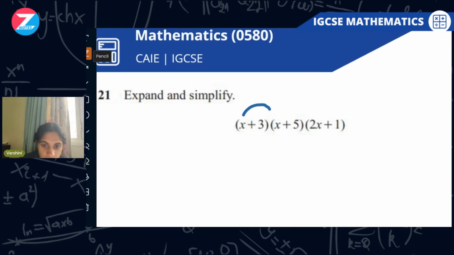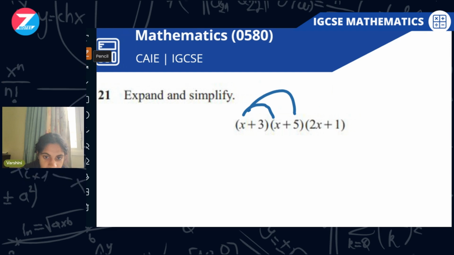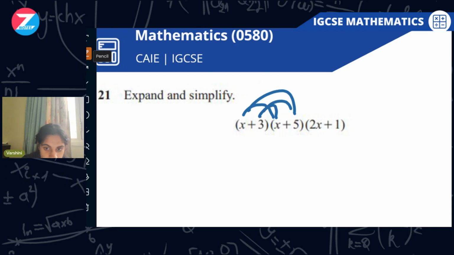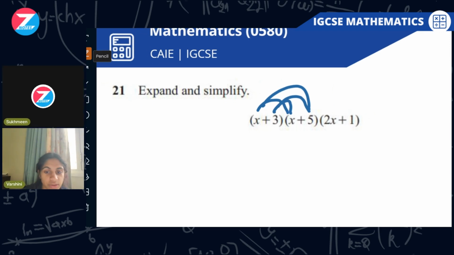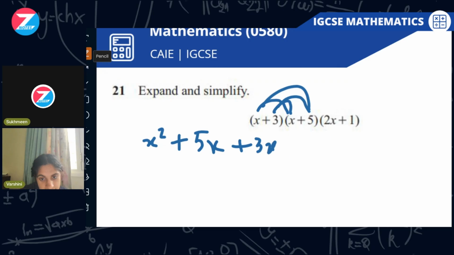So x has to go into x, x has to go into 5, and 3 has to go into x, and 3 has to go into 5. So that's going to be x into x, which is x squared, plus x into 5, which is 5x, plus now we finished the x, now with the 3, so 3 into x, which is 3x, and again 3 into 5, which is 15.